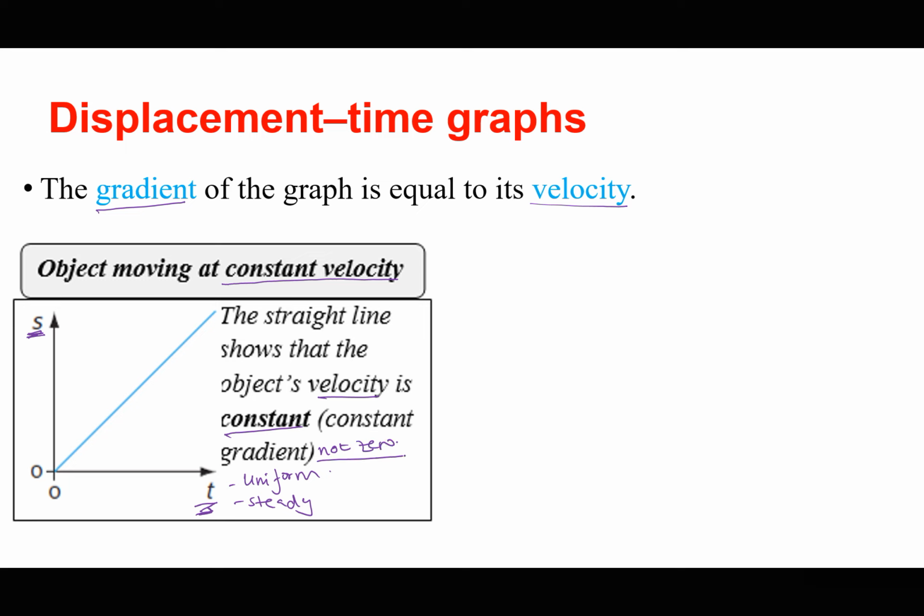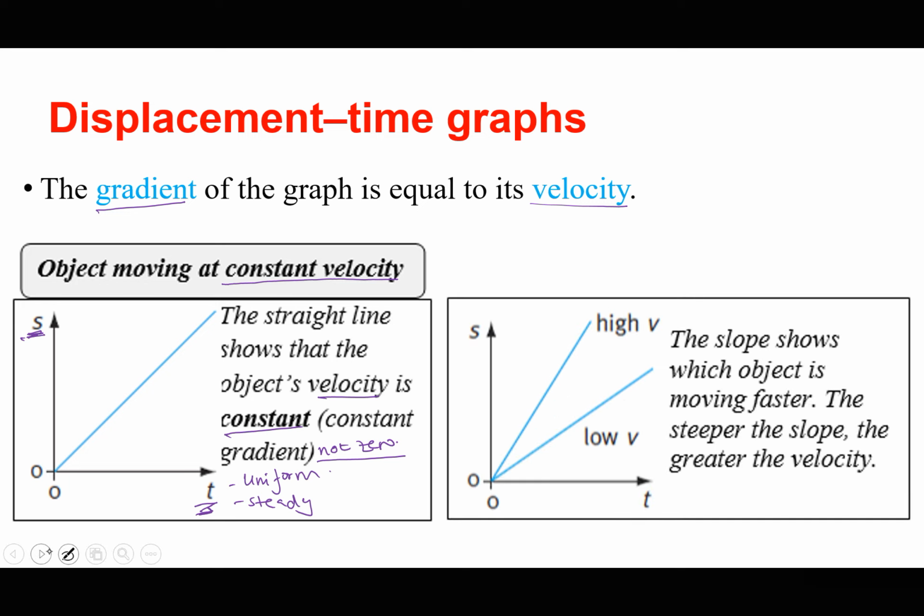Because later on, when we plot or sketch a graph of velocity against time, again we shall see that constant velocity means zero gradient. But this is a displacement against time graph. So remember I said if the line is steeper or the gradient is steeper, it means the velocity is higher. And if the line is less steep, it means the gradient is less steep, it means the velocity is lower. So we can compare two graphs here.